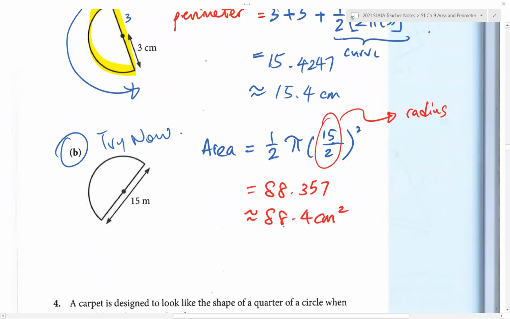Then we have our perimeter. So perimeter, like what Yin Rui said, the straight line first. The straight line is just 15, given to us already. 15 plus now the curve. Like what Patricia said, half of the circumference. Circumference is on the whole circle, 2 pi r. I only know half of it. So half of 2 pi, and the radius is 15/2 again.